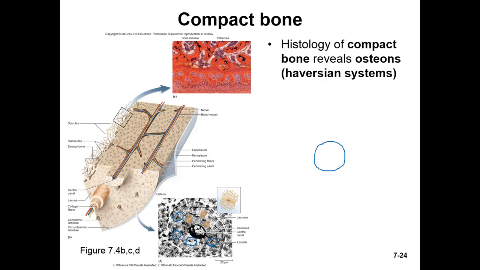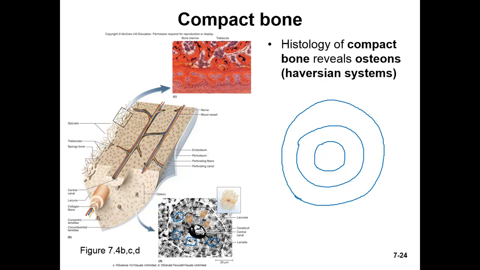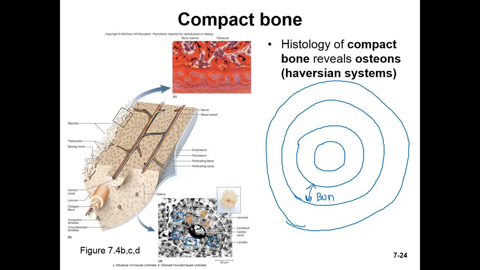But there's your central canal, and then there's your first ring or your first lamella, and here's your second lamella, and then here's your third lamella. Then all of this is bone tissue. It's calcified matrix, so it's what we know as the hard bone. And then from lamella to lamella, you're going to see these dark areas.